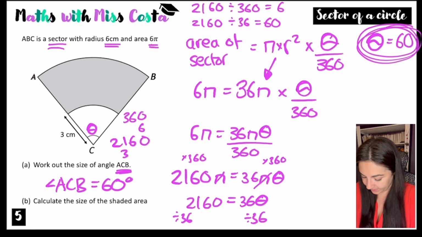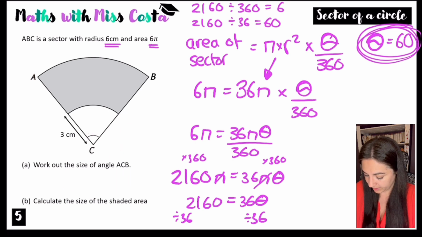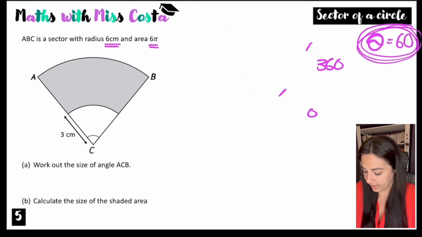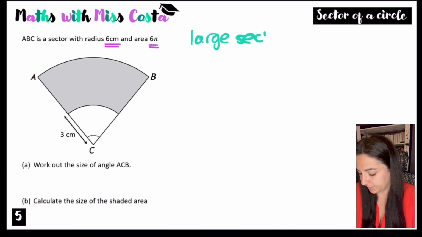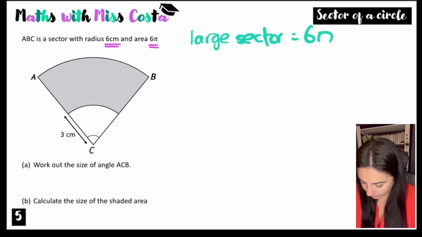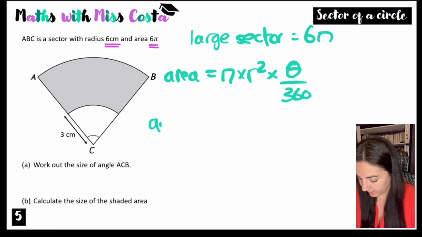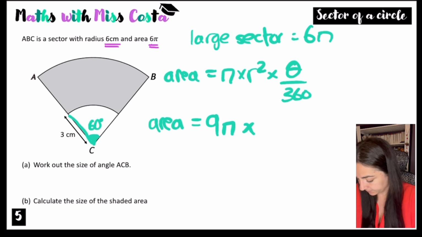Now I'm being asked to calculate the size of the shaded area. So let's get rid of all of this and have a go at working out the shaded area. The shaded area, I would need to work out the area of the whole sector and then the area of the smaller sector and subtract that. So I know the area of the large sector is 6 pi. Now let's see if I can work out the area of the smaller sector. Area of a sector is pi times radius squared times theta over 360. Well, I know that the radius of this smaller sector is 3. 3 squared is 9, so that would be 9 pi. I worked out already that this angle here is 60 degrees.